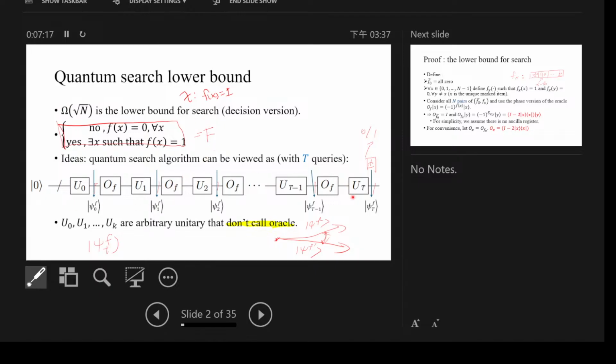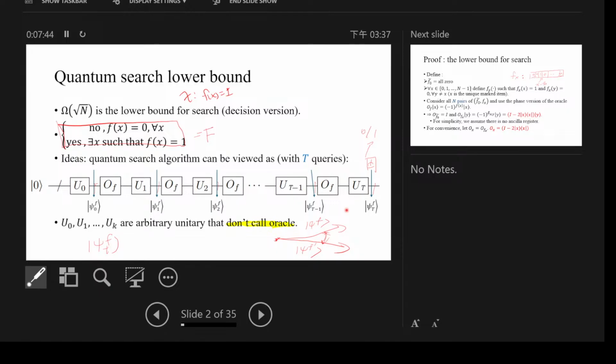And at the end, your quantum algorithm will do some measurement. This measurement should tell you 0 or 1, where 0 means there is no marked item, and 1 means there is a marked item. So your algorithm will change your quantum state like this.